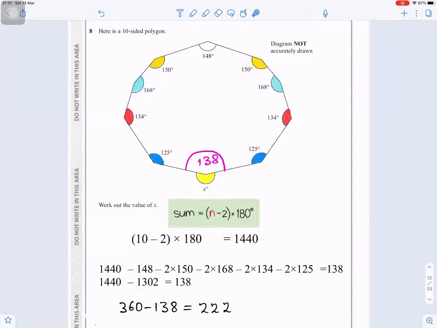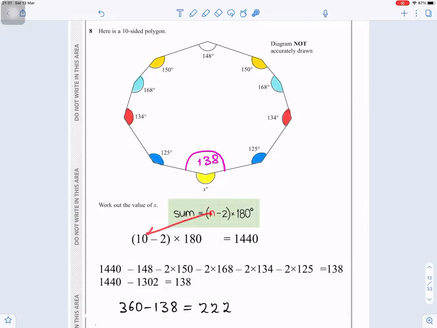Question number 8. Here is a 10-sided polygon. The diagram is not drawn accurately, so that means you cannot just measure it. Work out the value of x. If you notice, x is outside, so it's an external angle. But we're given all these angles inside. So we want to find the total angle inside the polygon. We use this formula: the sum is (n minus 2) times 180. n is the number of sides. You need to remember this formula for your exams.